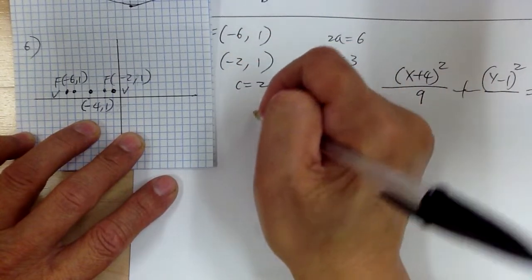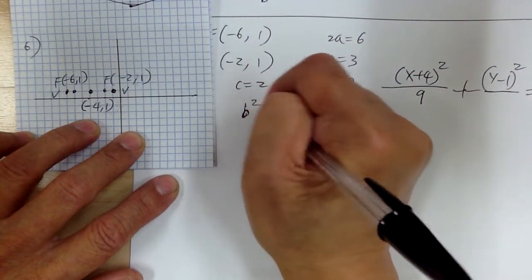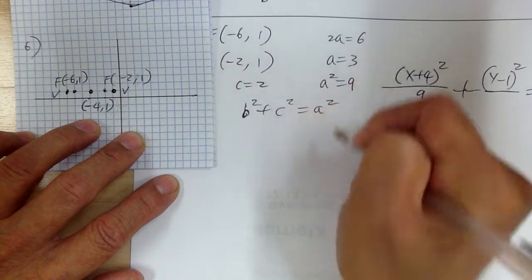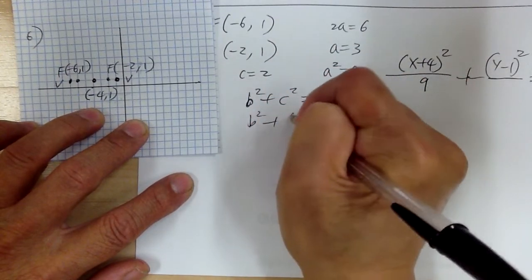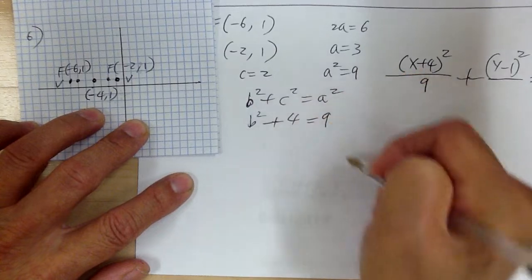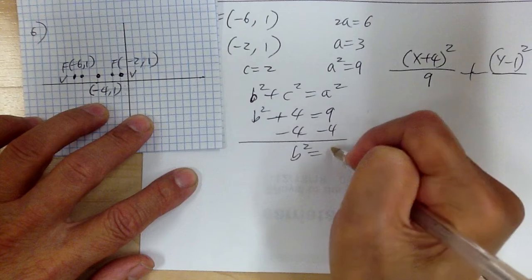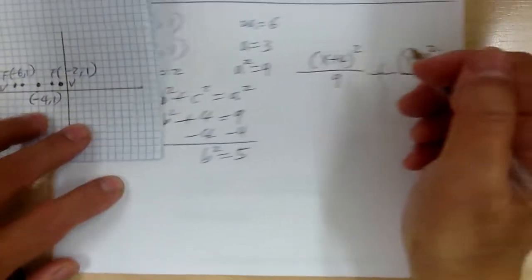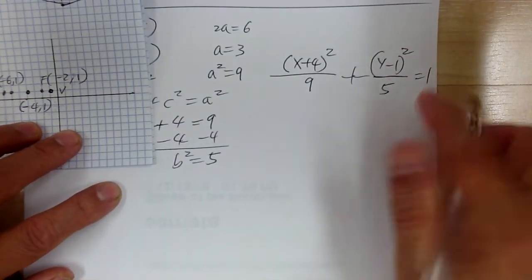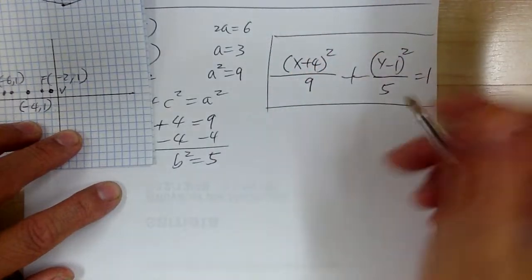Okay, so use your Pythagorean theorem. So b squared plus c squared equal to a squared. So b squared plus 4 equal to 9. So minus 4, you got b squared equal to 5. So 5 would go under here. Okay, and so that would be your equation.